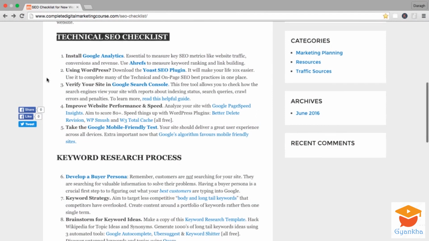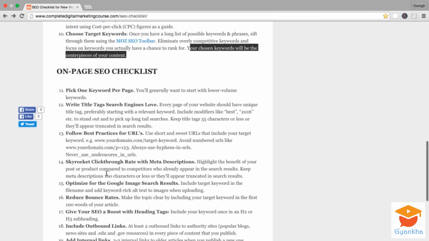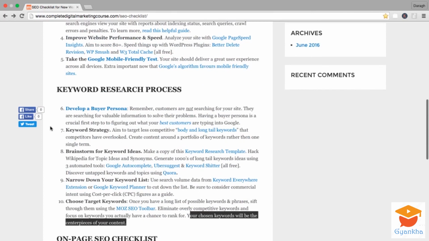part of our SEO checklist. Now, in this lecture, we're moving on. We're going to focus on the keyword research process, and the outcome for you over the next few lectures will be to work through each of these points, and then you'll have your chosen keywords, which will be the centerpieces for the content that you were going to create down here.